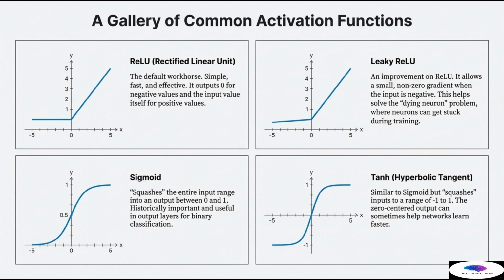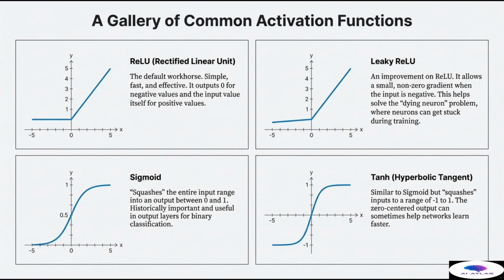Next, we have the leaky ReLU, an improvement designed to mitigate a problem inherent in standard ReLU called the dying neuron problem. Because ReLU outputs 0 for all negative inputs, a neuron can sometimes get stuck in a state where it never activates again, effectively dying during training. Leaky ReLU solves this by allowing a small, non-zero gradient, like 0.01x, when the input is negative. This slight leak keeps the neuron responsive and helps optimization.